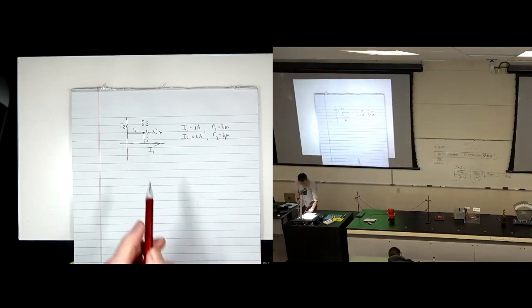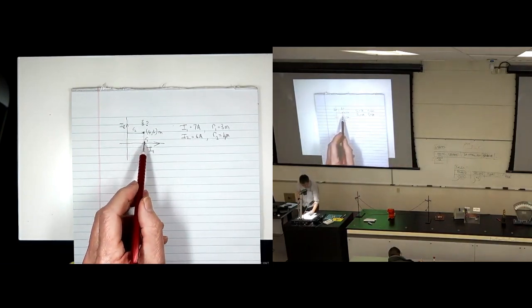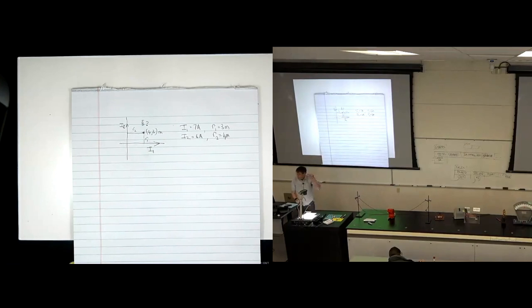And R1, that's the vertical distance between the point and the horizontal wire, that's 3 meters, and R2, that's the horizontal distance between the second wire and the field point, that's 4 meters. So that's all the information I was given in the problem. I want to find the magnetic field at that point.